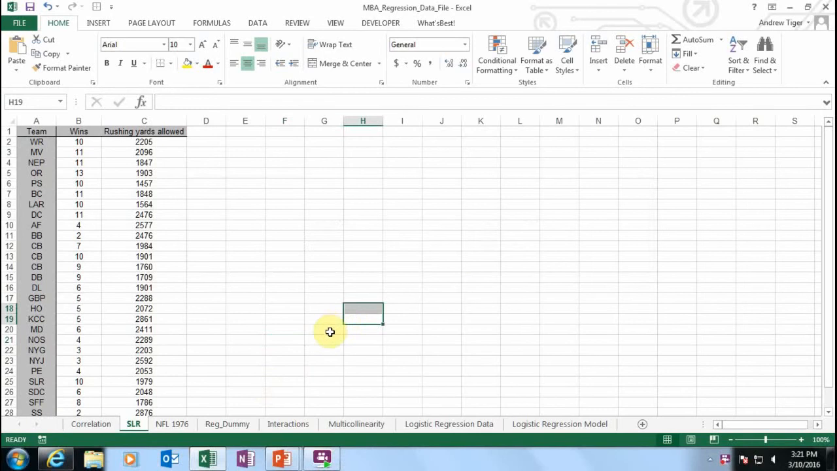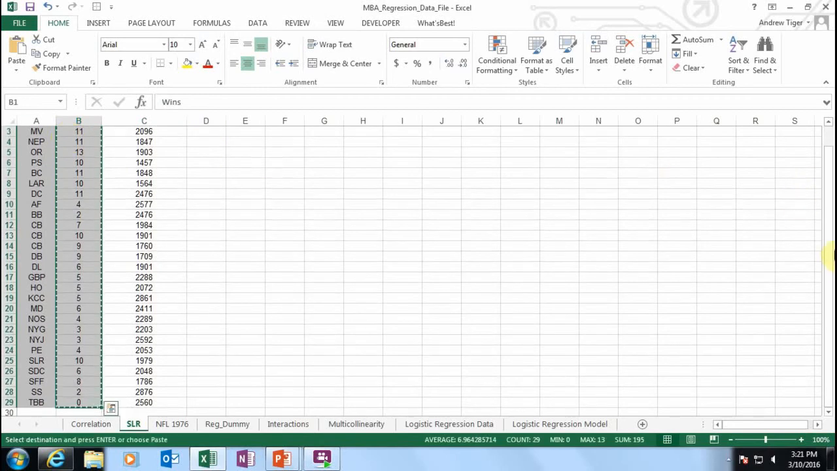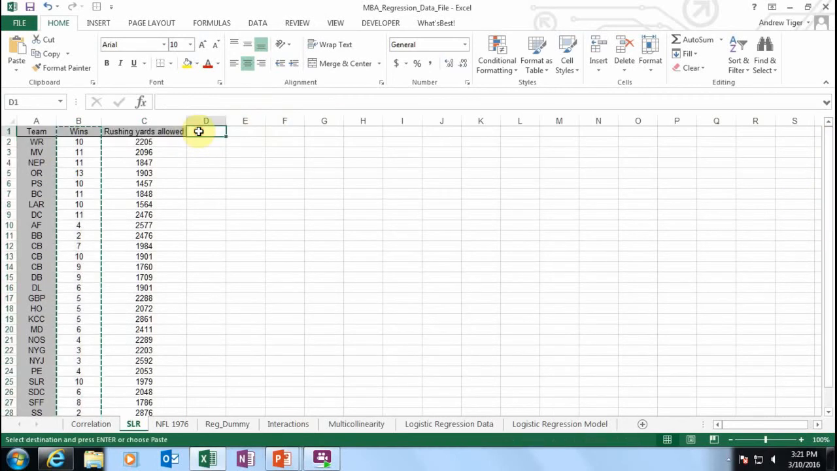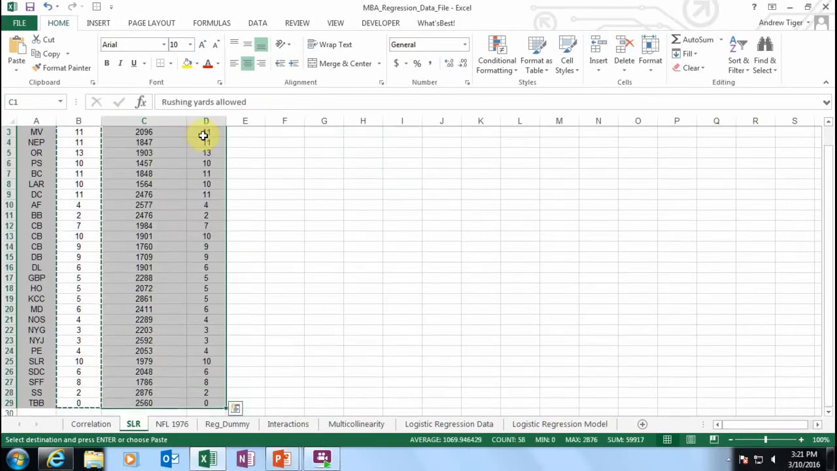So this is a problem that we've already done. This is trying to predict the number of wins a team has as a function of how many yards their defense gave up. And I'm going to bring the wins over to the other side. And then from this, I can build an XY chart.